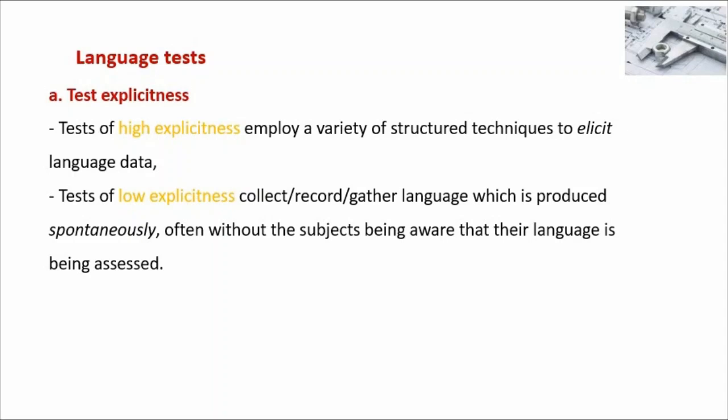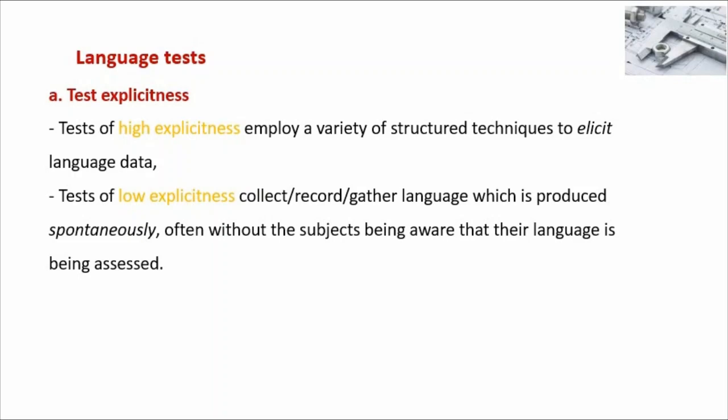So the researcher can focus on some aspects within speech or writing which is produced spontaneously. For the participant, they don't know what is being evaluated in their speech or their writing. So in that case, the language aspects which are being evaluated or assessed or measured, to use the right term, are not explicit to the participant. They are not clear to the participant. In that case, we say that the test is of low explicitness. So tests of low explicitness collect, record, or gather language which is produced spontaneously, often without the subjects being aware that the language is being assessed.